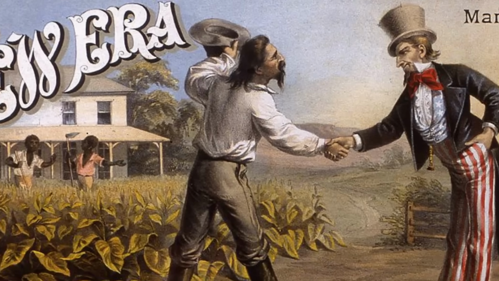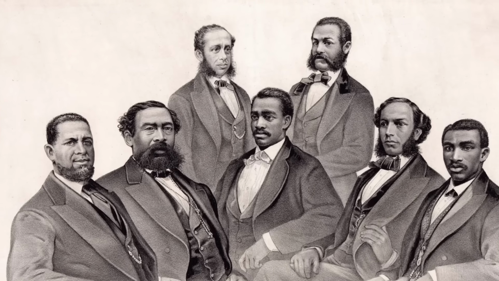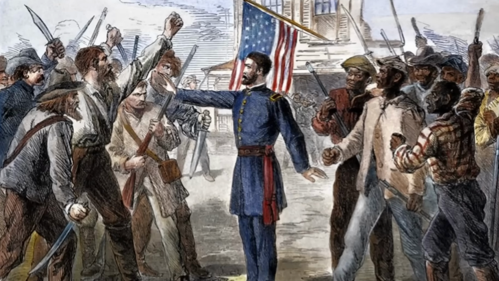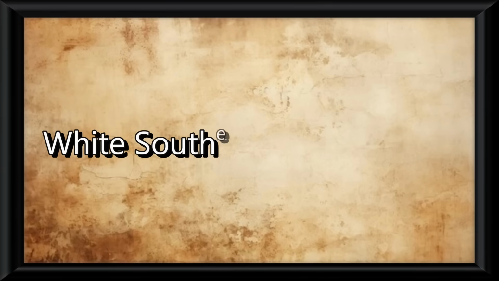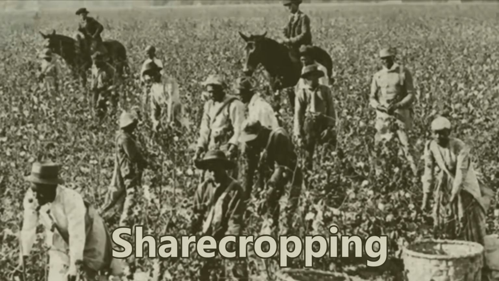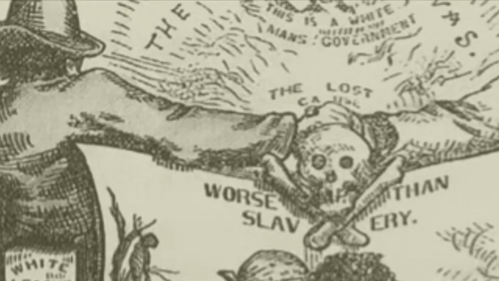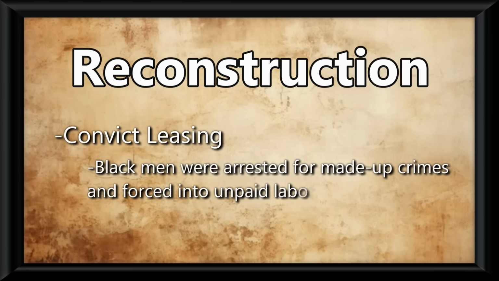At first, things looked promising. Black men gained citizenship and voting rights. Over 2,000 African Americans held public office, and federal troops were stationed in the South to enforce Reconstruction policies. But white Southerners hated this, and they fought back hard. We already talked about some examples of this being sharecropping, lynchings, and organizations like the KKK, but you also had things like convict leasing, where black men were arrested for made-up crimes and forced into unpaid labor.